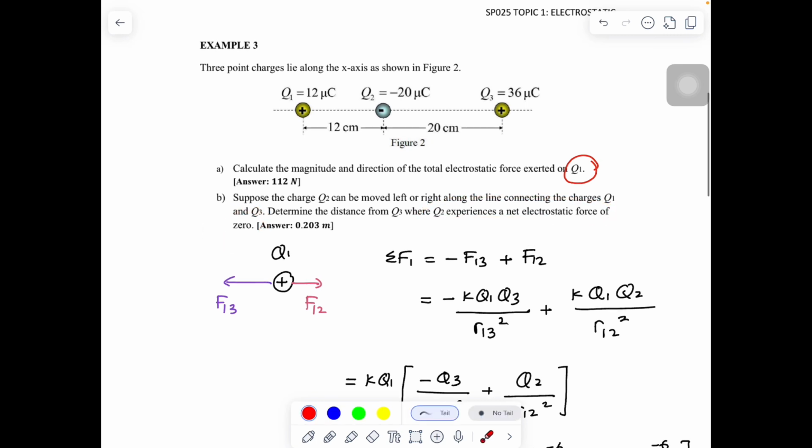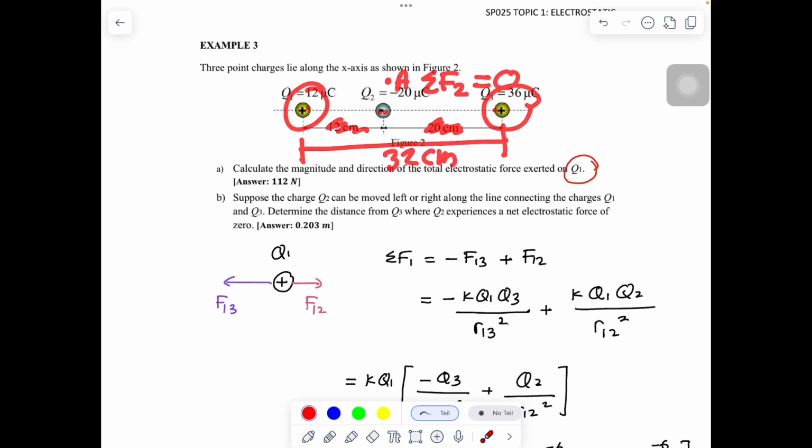Okay, lepas kita gerakkan Q2, ada satu point, contohlah point A, di mana sum of F2 sama dengan 0. So bila kita sudah gerakkan, obviously distance between 2 dan 3 bukan sudah 20 cm, between 1 dan 2 bukan sudah 12 cm. Tapi 1 sampai 3 distance dia masih sama, which is 32 cm. Sebab 1 dan 3 ni tidak bergerak, cuma 2 sahaja.